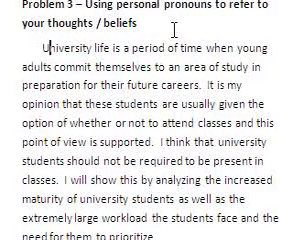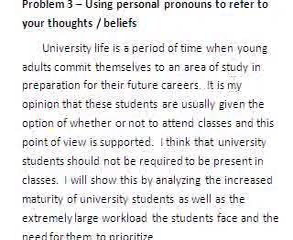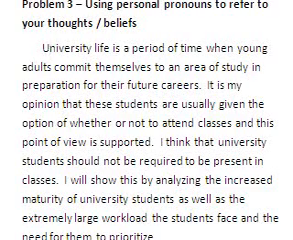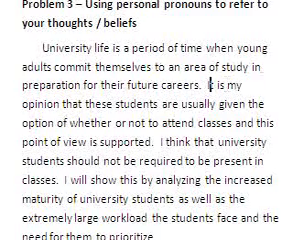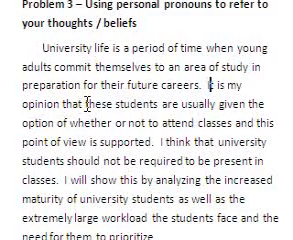If somebody's reading your essay, they already know that this is your opinion. So they're not going to start questioning who's believing this. They assume it's you. And the next sentence reads, it is my opinion that these students are usually given the option of whether or not to attend classes, and this point of view is supported. So it is my opinion that, all of this you can take right out.